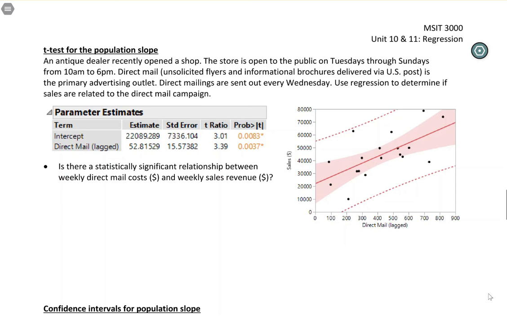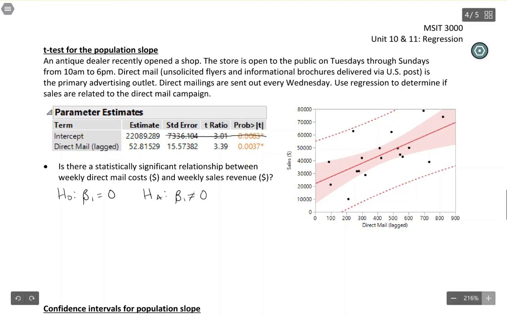All right, so we're going to take a look at this output. The question says, is there a statistically significant relationship between weekly direct mail cost, we're using the lagged version, and weekly sales revenue? So if we are talking about a statistically significant relationship, we're going to write the null and alternative in terms of the slope. So the null is that the slope of the population is equal to 0, and the alternative is that the slope in the population is not equal to 0. And because we're doing everything with the slope, we're going to look at the slope row in the output. In fact, if you want to mark out this other stuff for the intercept, we're not going to be using that. Okay, so we've got our slope.